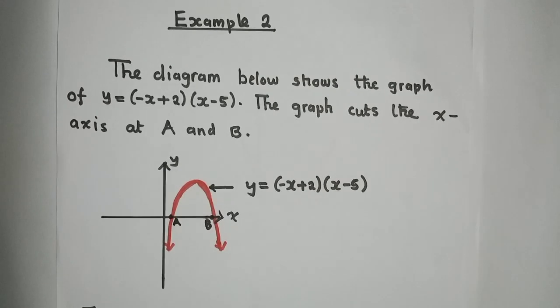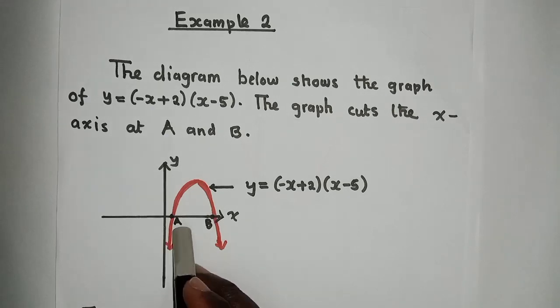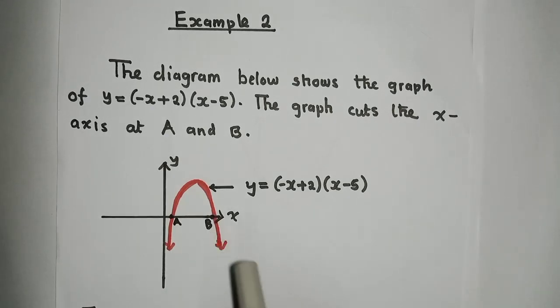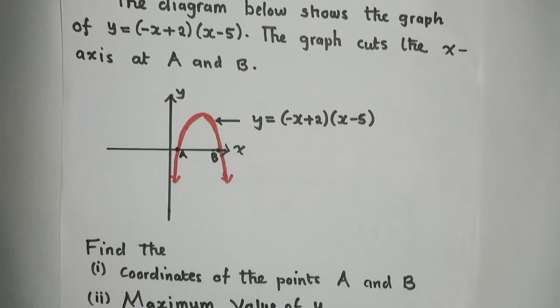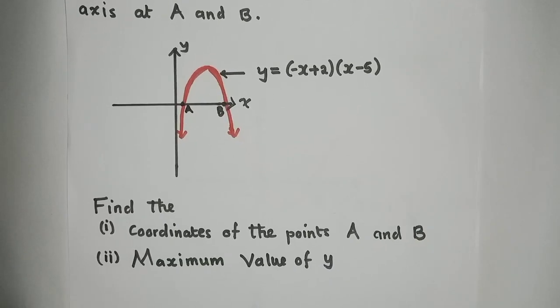The question reads: the diagram below shows the graph of y is equal to -x plus 2 inside the brackets, x minus 5 inside the brackets. The graph cuts the x-axis at A. So where is A? A is right here, and B is over here. And then the question reads, find the coordinates of the points A and B.